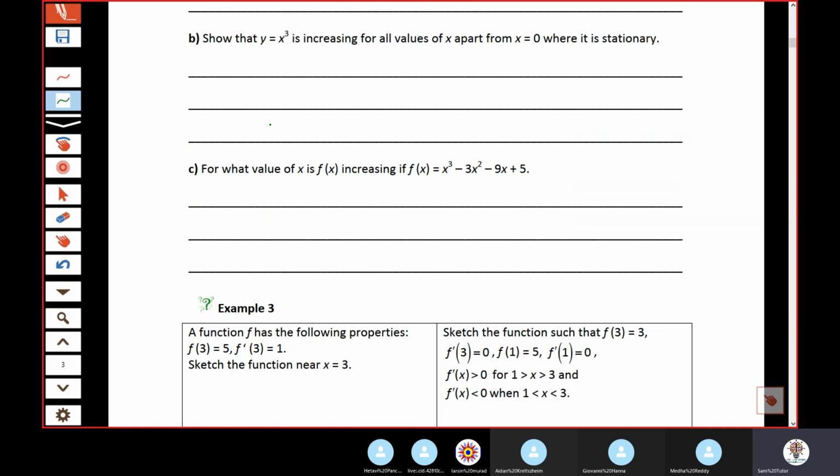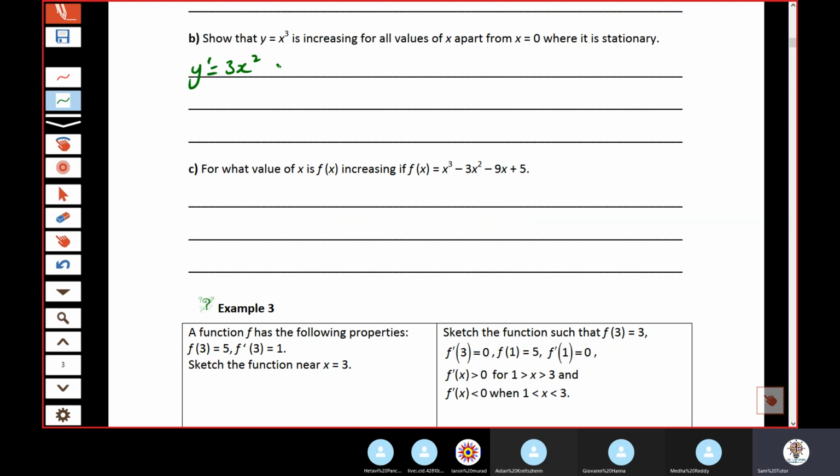B. Show that y equals x cubed is increasing for all x values apart from x equals 0 where it is stationary. Well, let's see. What does y dash equal to? y dash equals 3x squared, which we know is always what? Positive, except when x equals 0. Literally what the question is telling you.